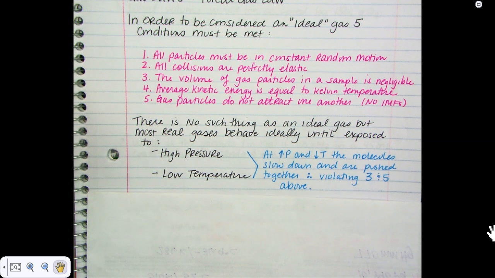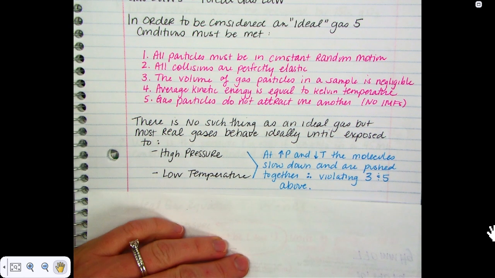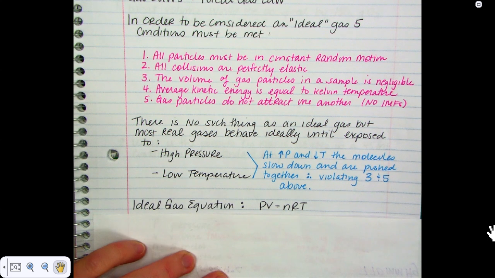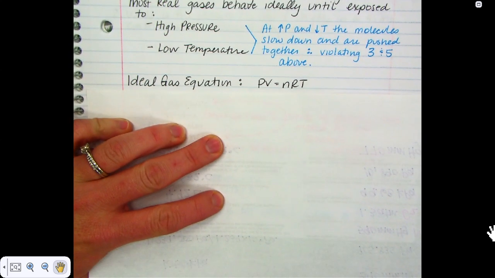But whether or not we have actual ideal gases, the fact that real gases behave ideally under most conditions allows us to take advantage of what's called the ideal gas equation, which is PV equals nRT.